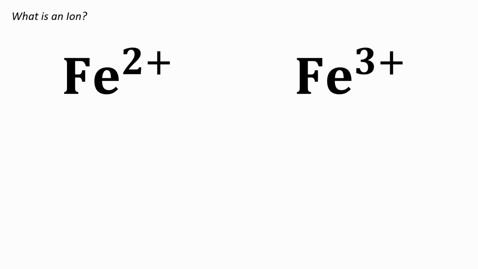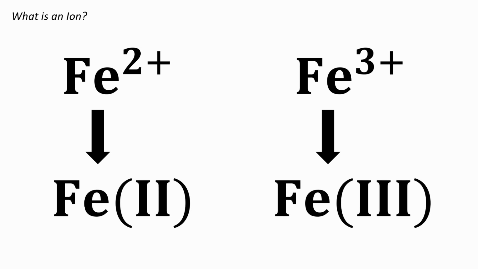Some chemicals can have multiple charges, such as iron. When in their ion form, it's noted by their charge, but when it becomes part of a salt, it'll be written with the previous charge in parentheses.